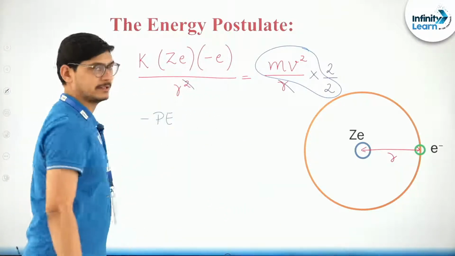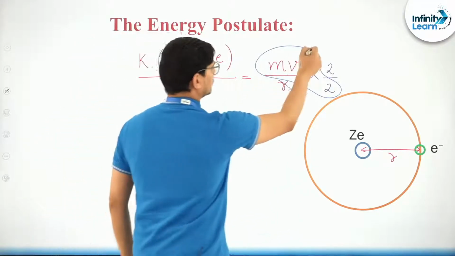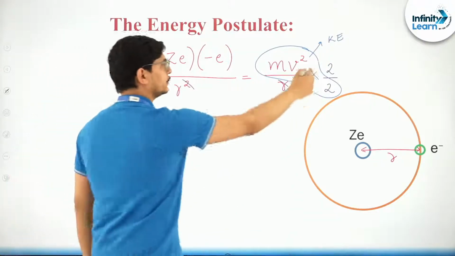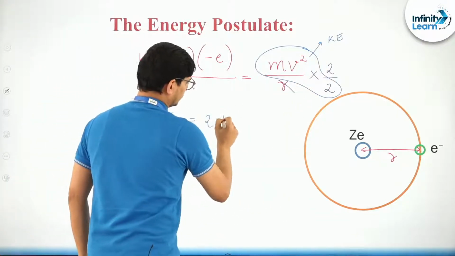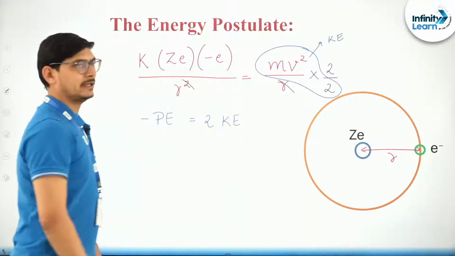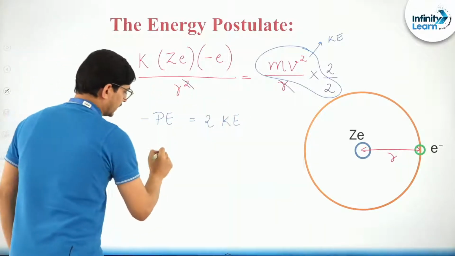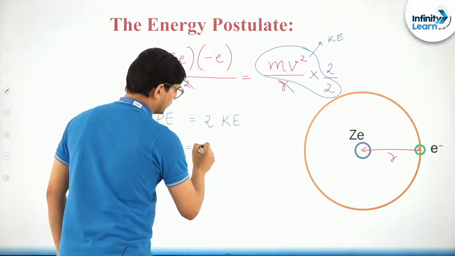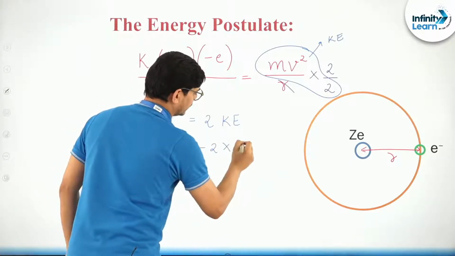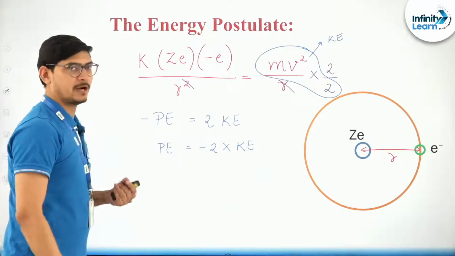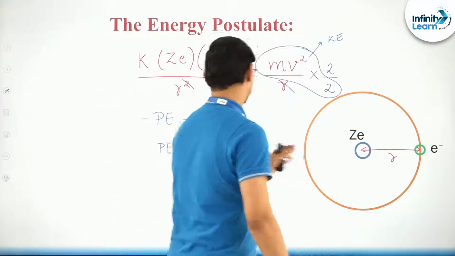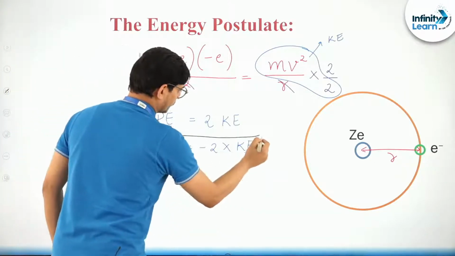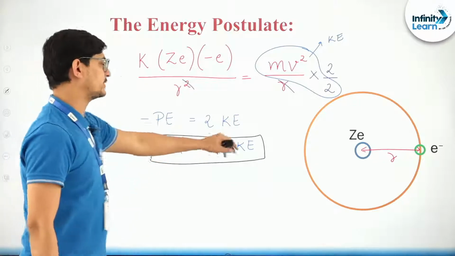Negative sign I'm putting there, and this is equal to the kinetic energy of the electron, right? And 2 is there, right? So we end up with this formula that potential energy, I can rewrite this formula as potential energy of the electron is the negative twice of the kinetic energy of the electron, right? So for a charged particle which is performing a circular motion, we can say this, that the potential energy is negative twice of kinetic energy.